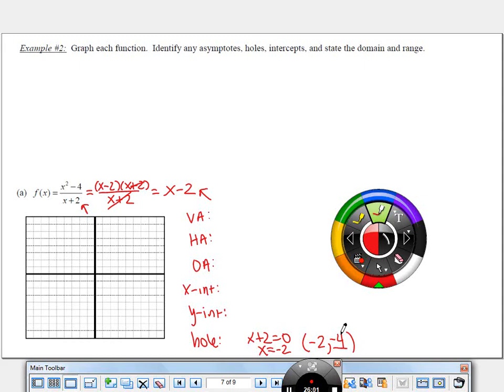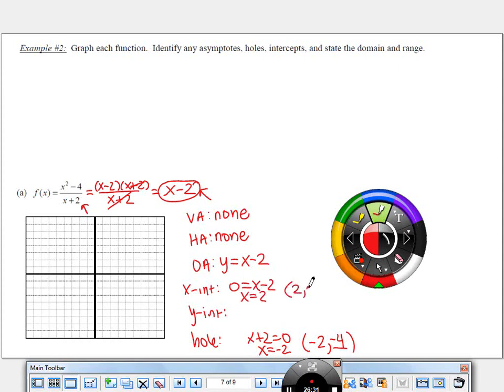So vertical asymptote: now that our function has been simplified and we have no denominator, there's nothing to set equal to 0, so we have no vertical asymptote. Because the degree of the numerator is now bigger, we have no horizontal asymptote. And our oblique asymptote in this case would technically be the equation of our line itself because there is nothing to divide. Our x-intercept, if we set y equal to 0, we can see that our x-intercept is 2.